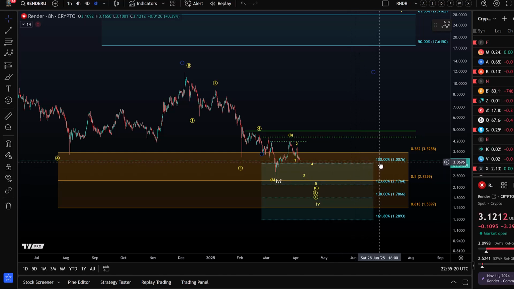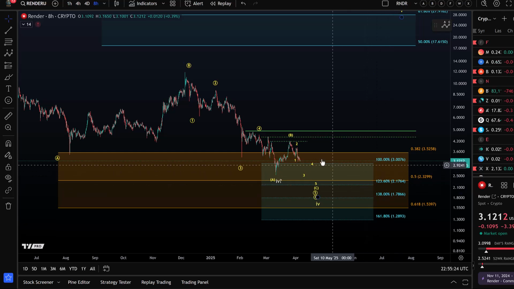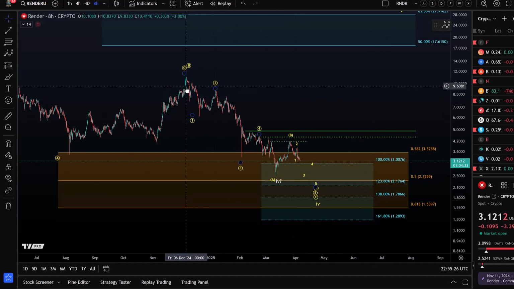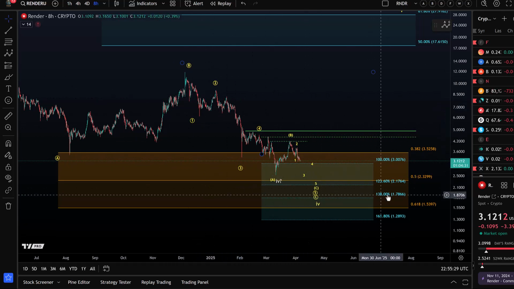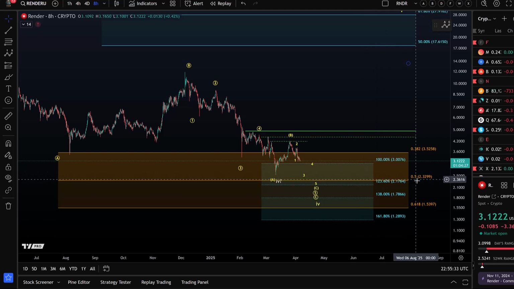First of all, the 100% extension is always an ideal target for a C wave. The C wave down that started in December 24. And then the 123.6 extension is also an ideal C wave target. And it's very close to that 232 level, which is the 50% Fibonacci retracement. These would be the next levels to watch.